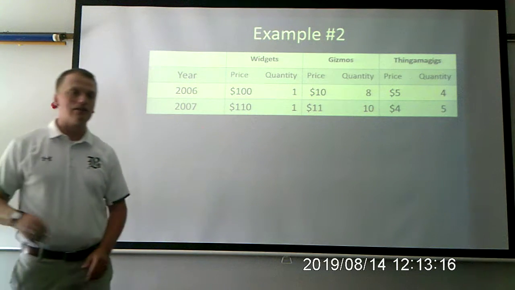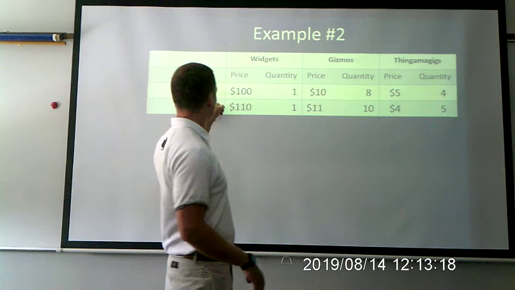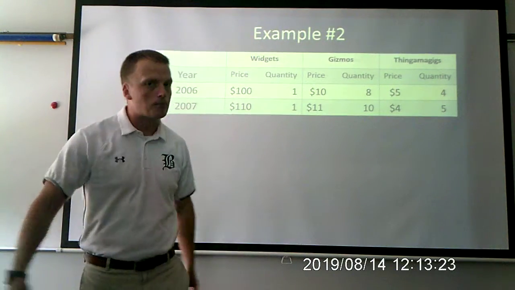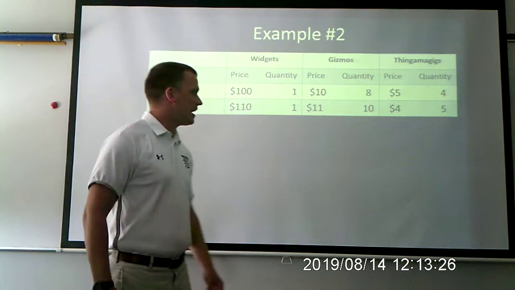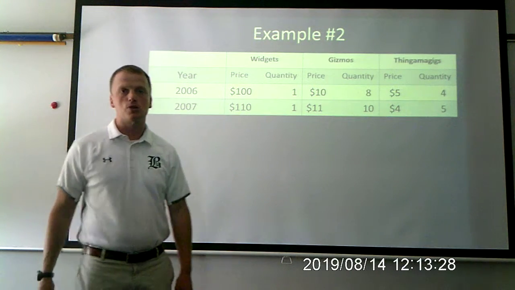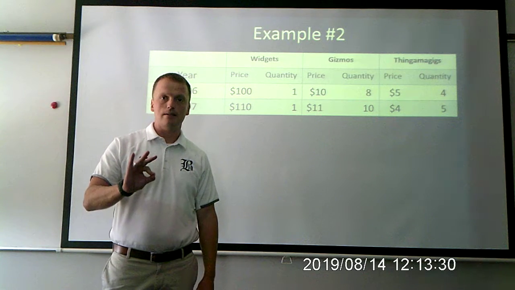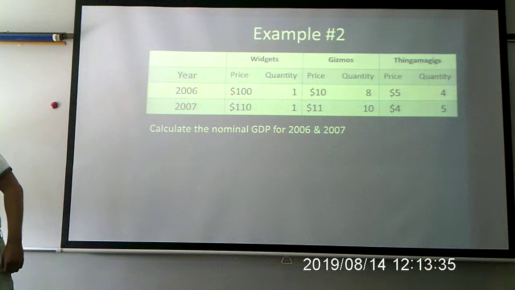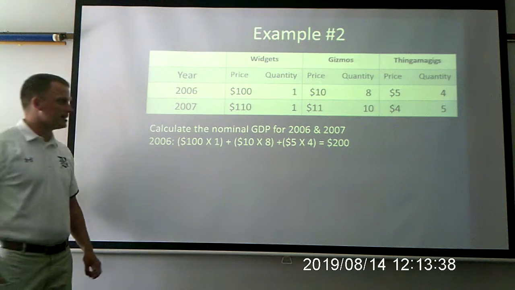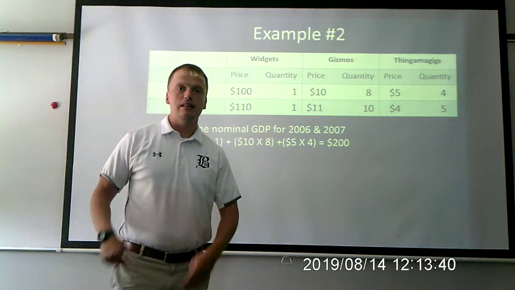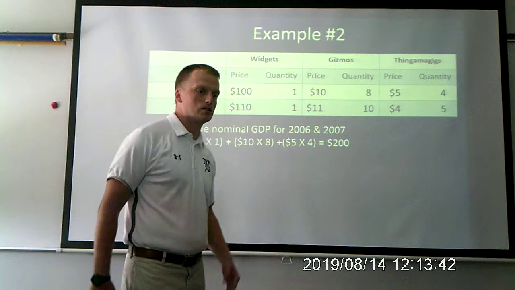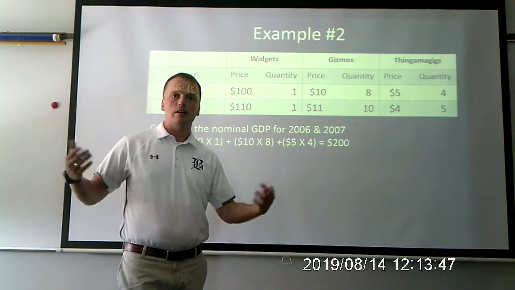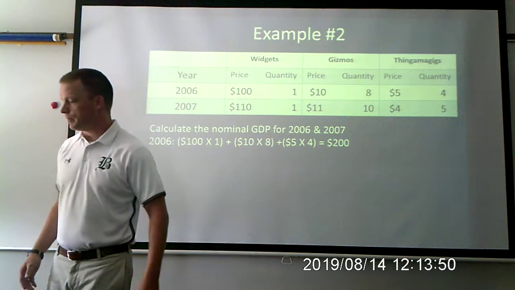Let's first calculate nominal GDP. I'll give you a second. Calculate nominal GDP for 2006, calculate nominal GDP for 2007, and then we'll see what your numbers are. Take a second and do that. Okay, we're going to move forward. So what are those numbers going to be? Well, for 2006, the answer is $200. We did what we did before and added those up. Nominal GDP is $200.